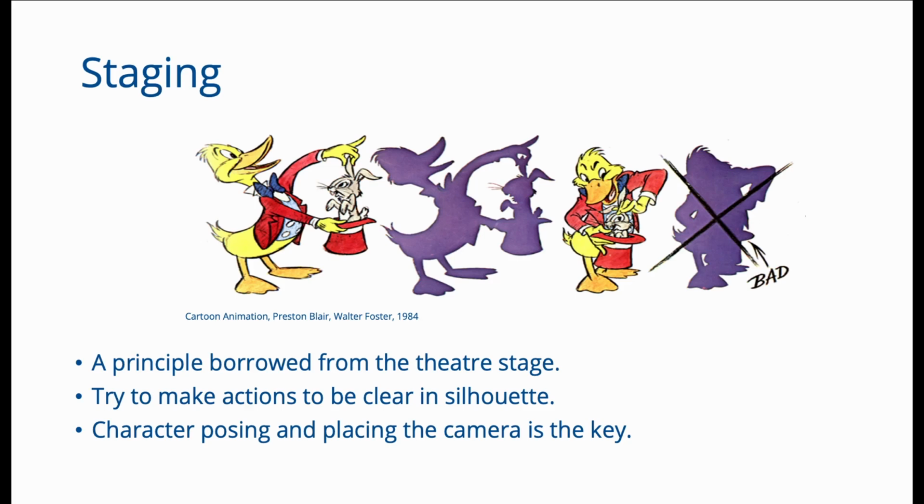So character posing and the placement of the camera is key in correctly staging your action. And this makes a lot of difference. So when you are animating in 3D and you have control of the character and you have control of the camera, which you do have in the animation that you are going to make, then place the camera in such a position and orientation with respect to your character such that the movement that you want to show is clearly visible. Otherwise, it is poorly staged and the impact of the animation is completely lost.